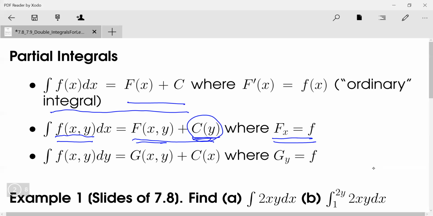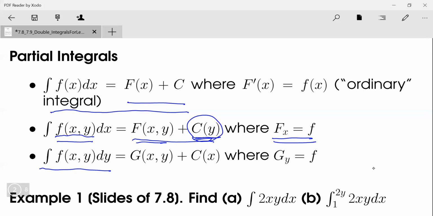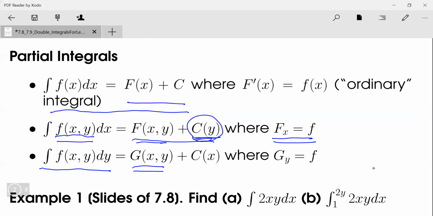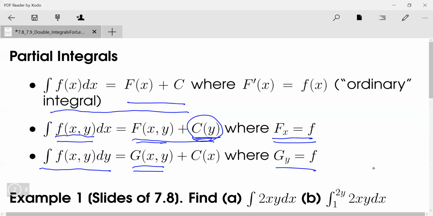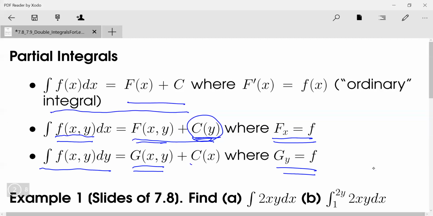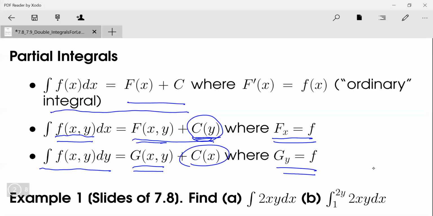Similarly, the partial integral of f, little f, with respect to y is a function g whose partial derivative with respect to y is little f, plus a constant c of x, which may depend on x, but is independent of y.